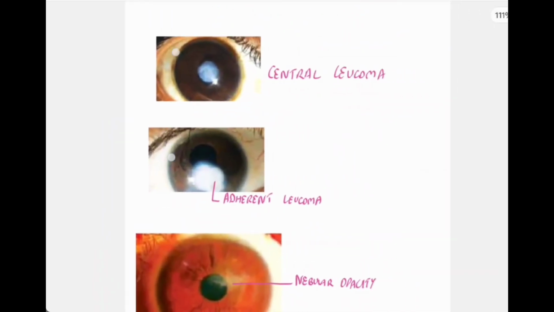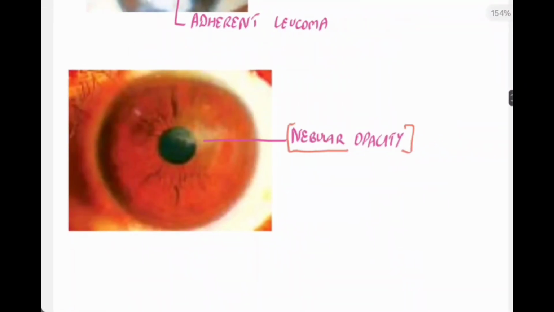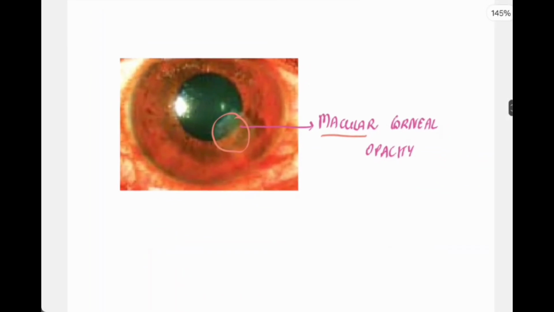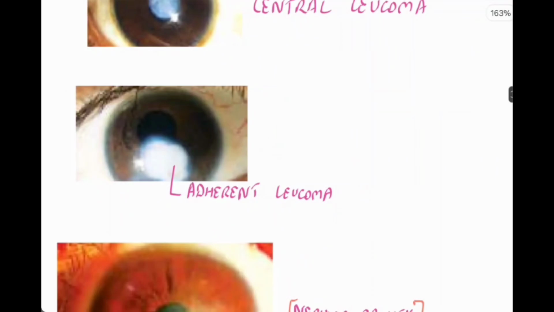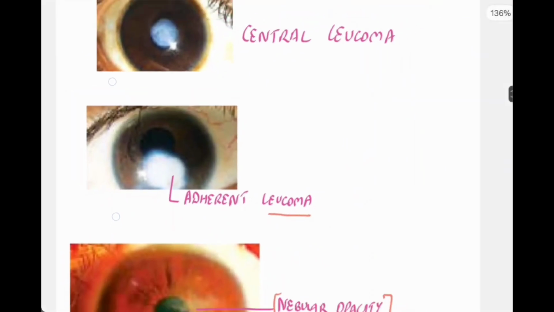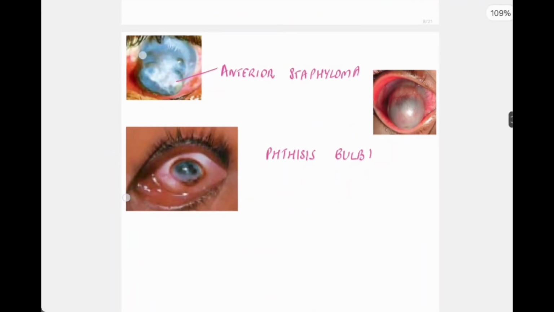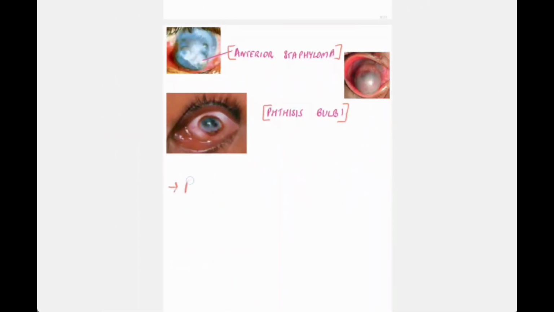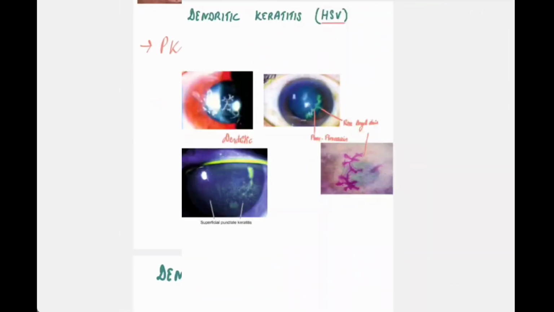Sequel of corneal ulcer: nebula, macula, leukoma, adherent leukoma, anterior staphyloma, phthisis bulbi. May require therapeutic penetrating keratoplasty in severe cases.